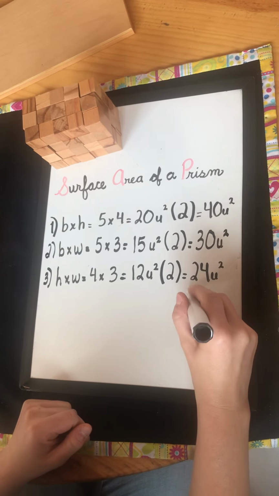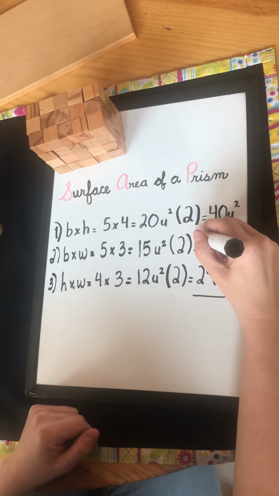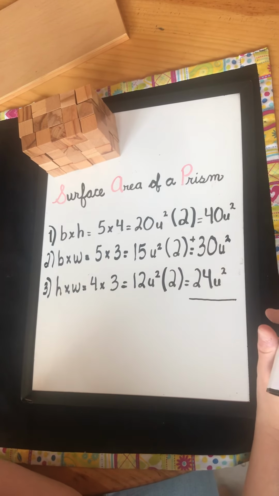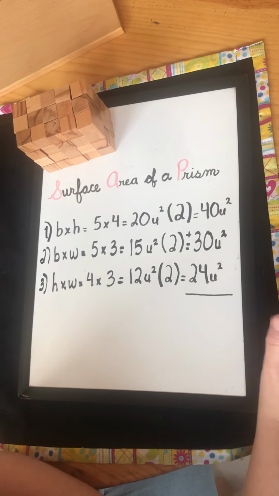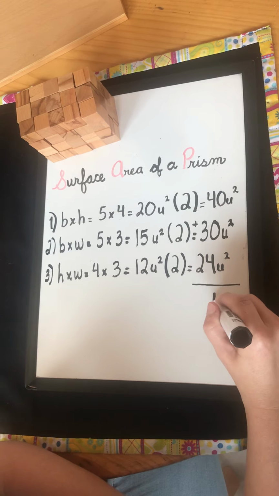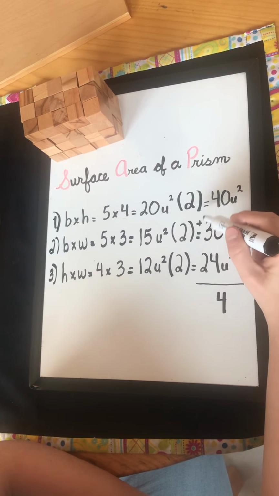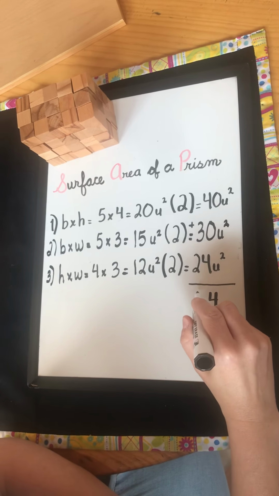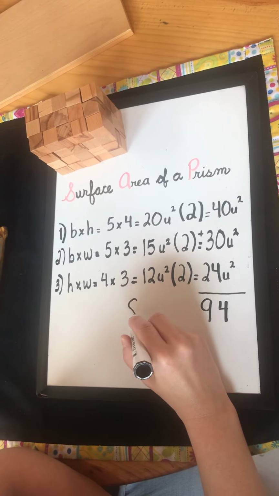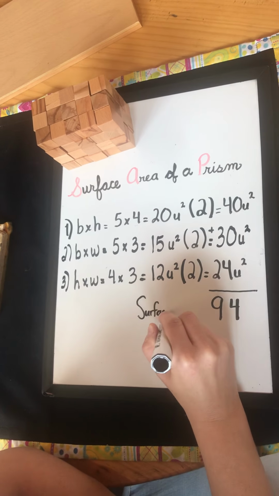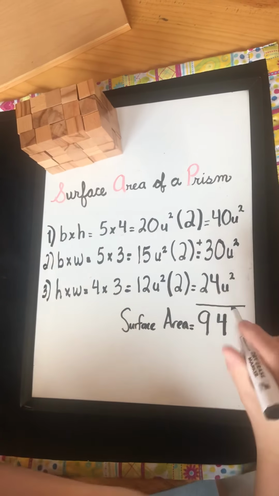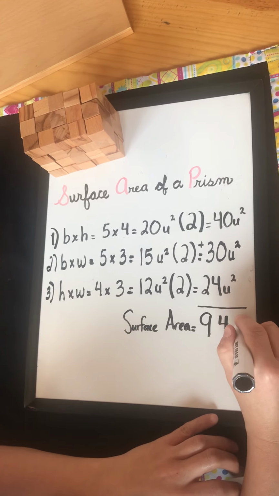And now what I need to do with all of these measurements of the area of the different faces is add them up to find the entire surface area of my rectangular prism. Okay, so I have 0 plus 4, which gives me 4, and 4 plus 3 plus 2, which gives me 9. So the surface area of my rectangular prism is equal to 94 square units.